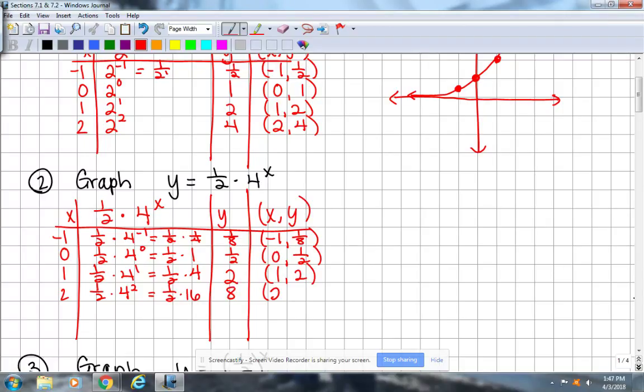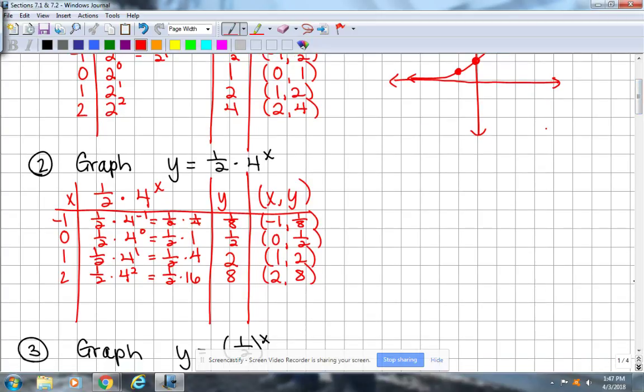That one is 2. This one's going to be kind of tall. Do we have any negative y values though? No, everything's positive. We have to graph those. Work them out, then after you work it out, you graph your points.